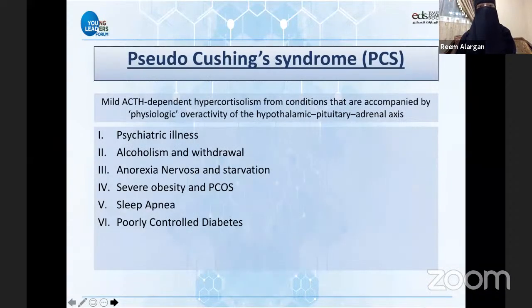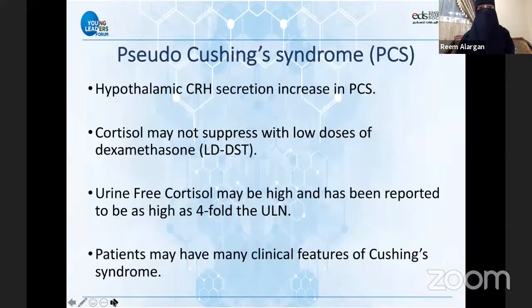Regarding pseudo-Cushing syndrome, it occurs in cases where there is mild ACTH-dependent hypercortisolism from conditions that are accompanied by physiologic overactivity of the HPA axis, like in psychiatric disorders, anorexia nervosa, alcoholism, severe obesity, and polycystic ovary syndrome.